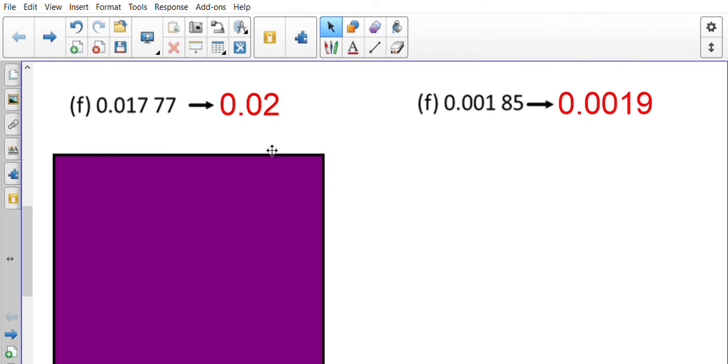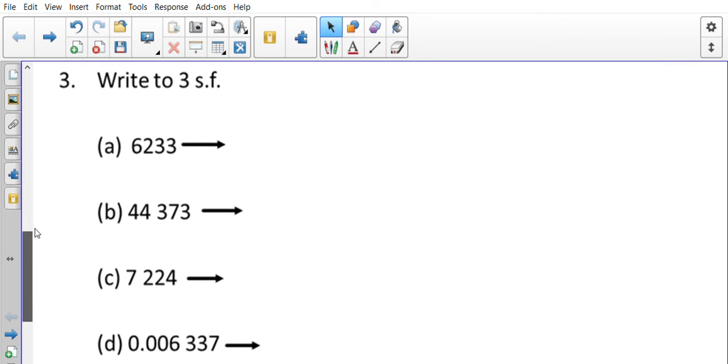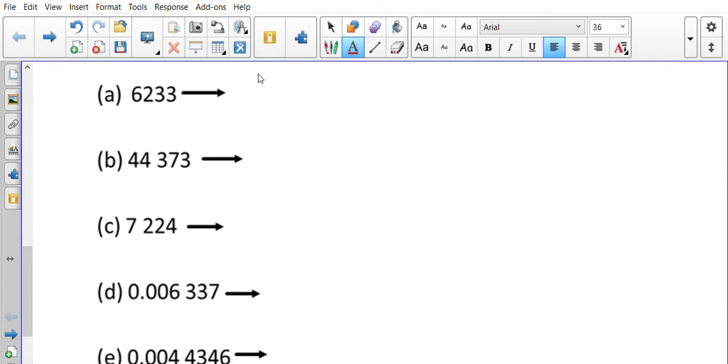Question number 3, the last one of the assignment. This time we're rounding to 3 significant figures. So 6, 2, 3. That's 3. First 3 is your third significant figure. Looking ahead to your fourth will determine what's happening. It's a 3, so it's below 5. So you have 6, 2, 3. Remember to add your 0 to keep the value. So 6,233 rounded to 3 significant figures is 6,230.